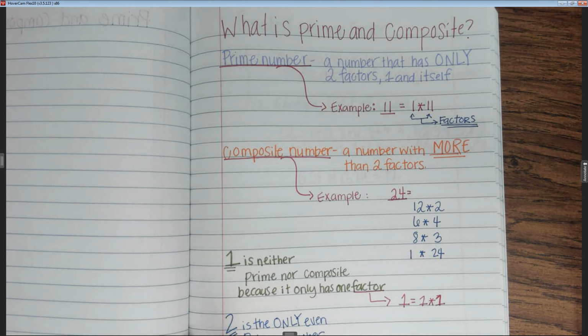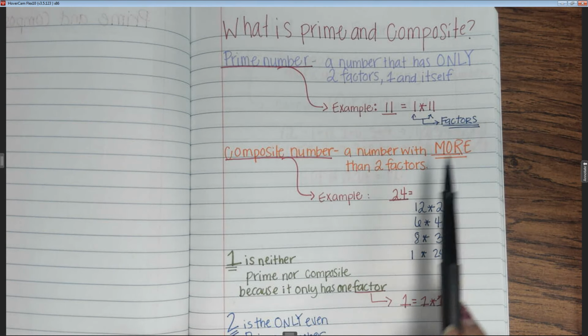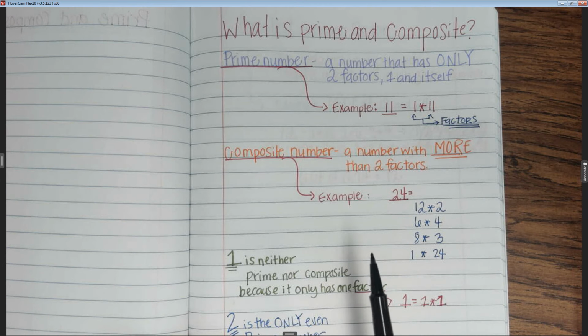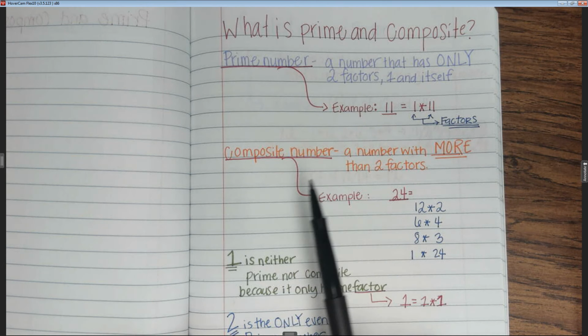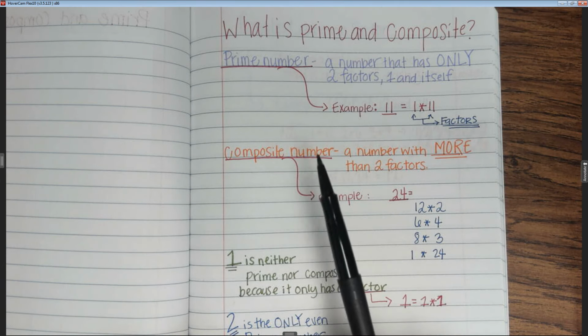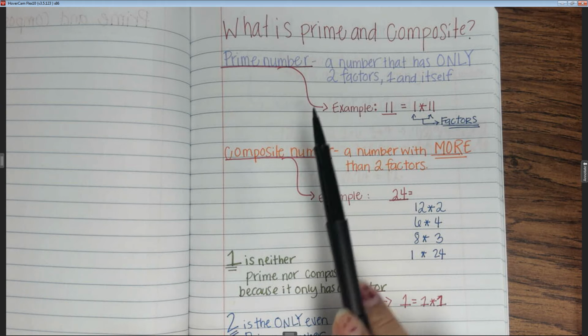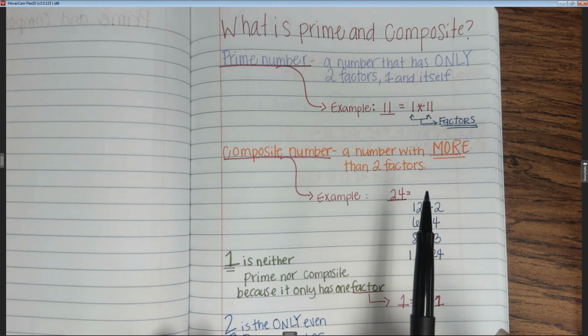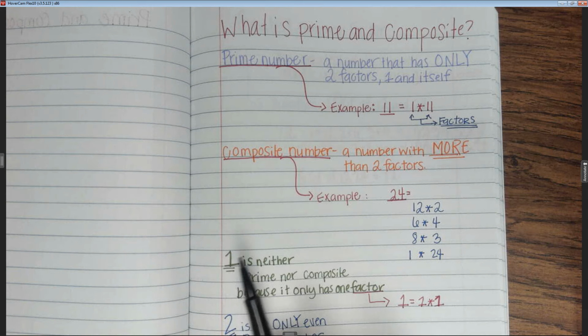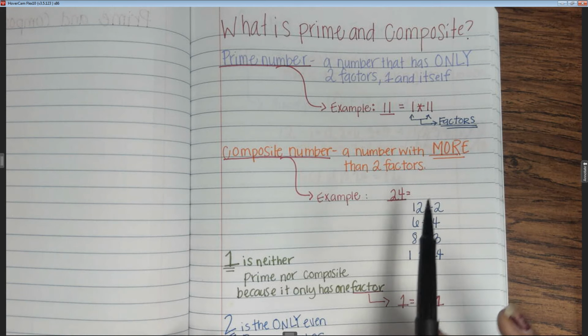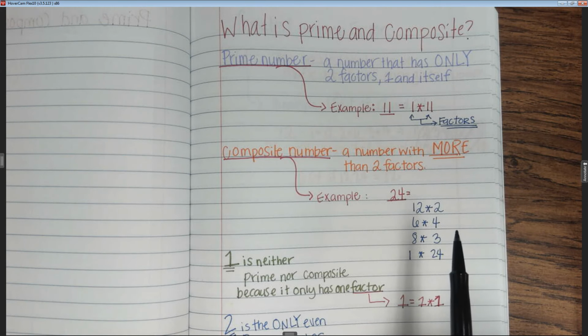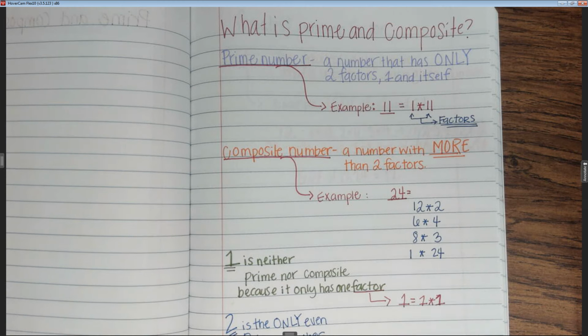Composite numbers are numbers with more than two factors, okay? So one of the things I don't want you to get confused, a lot of students do, prime and composite numbers have nothing to do with being even or odd. It has everything to do with the factors. This is why it's important for you to know those math facts, okay?